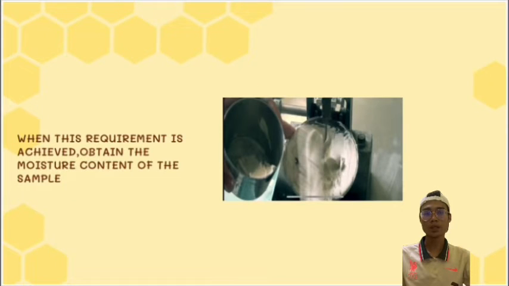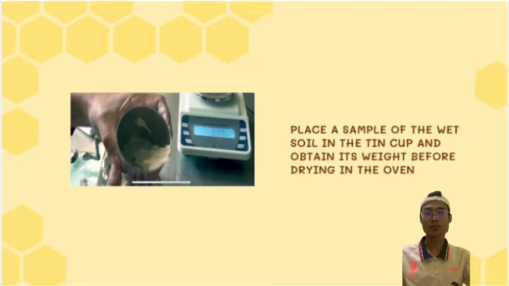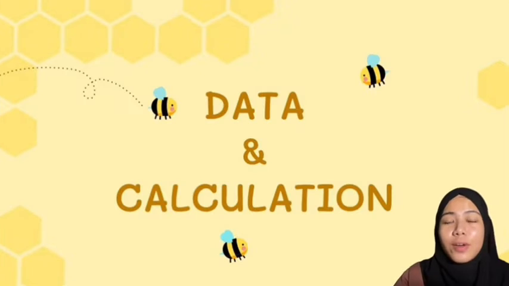Next, when this requirement is achieved, obtain the moisture content of the sample and place a sample of the wet soil in the tin cup and obtain its weight before drying in the oven.